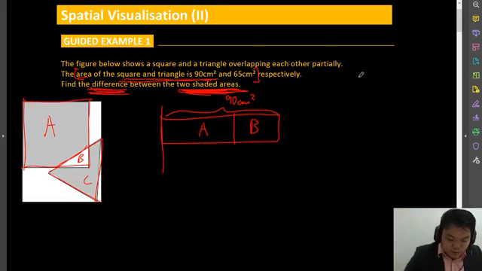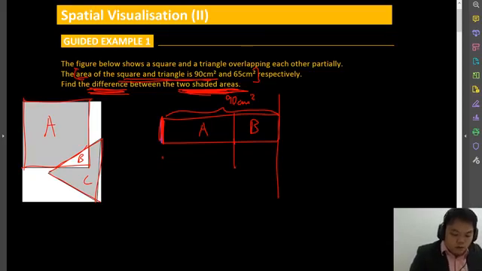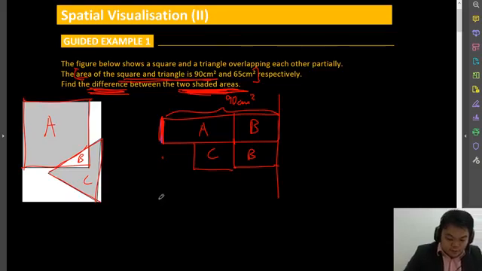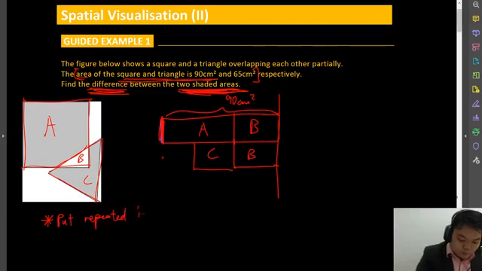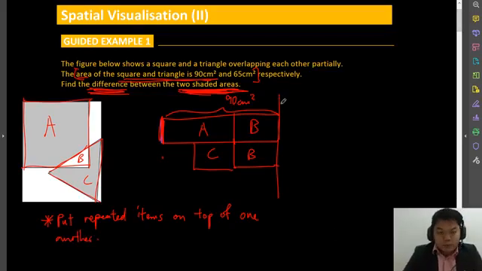To work around this, it doesn't necessarily have to start from the left side, because in drawing the models we are comparing the differences in the length. So we can also start the model from here if we wish to do so, and over here we would put B and C. Now the main idea here in model drawing is to put the repeated items on top of one another.